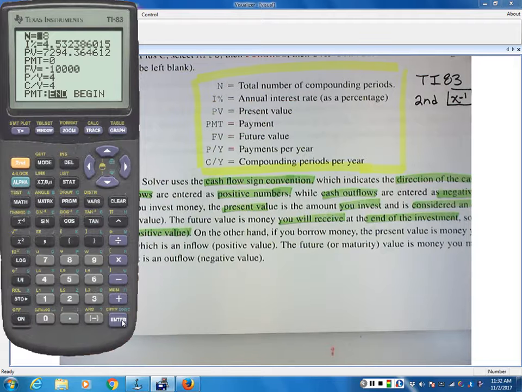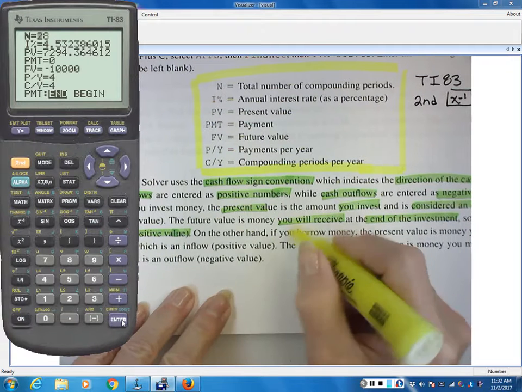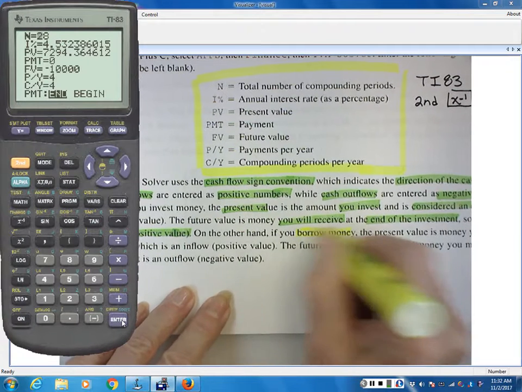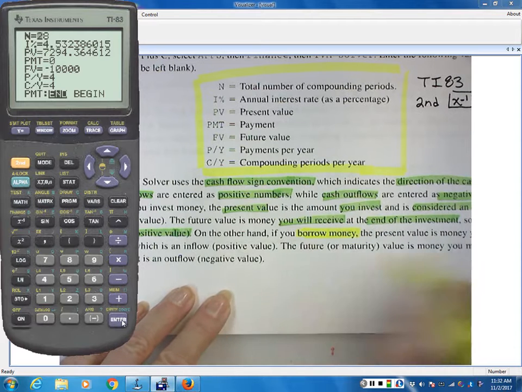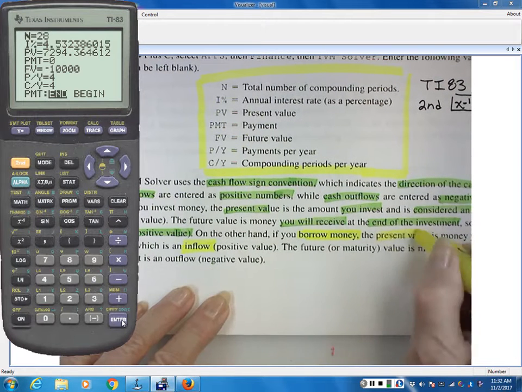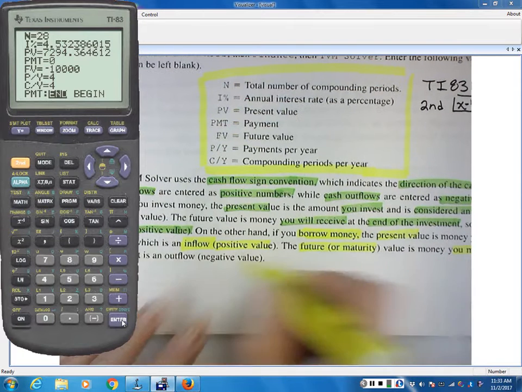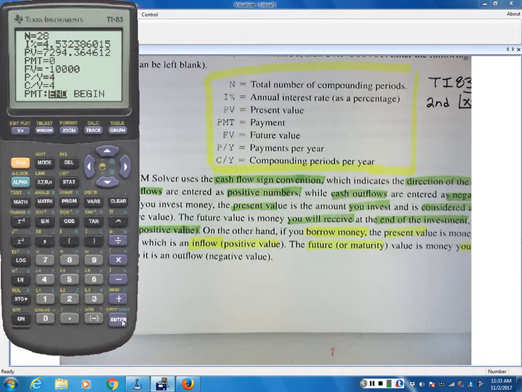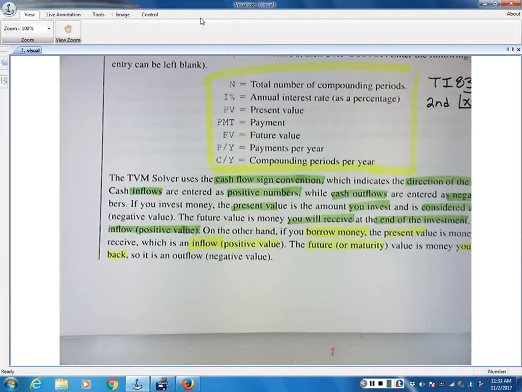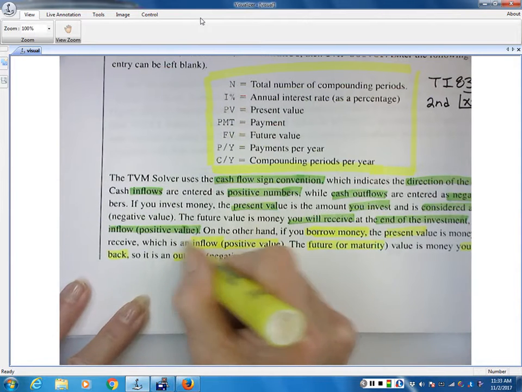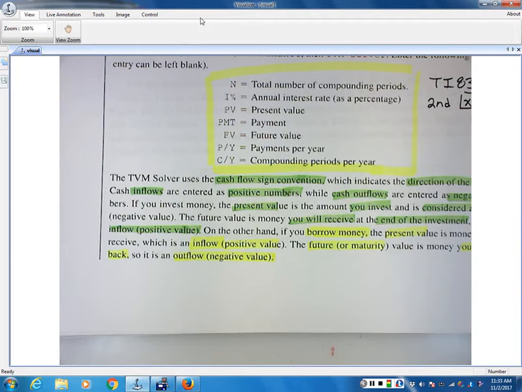Now the difference is if you're borrowing money, the present value is money you'll receive, so it's an inflow, and it's going to be positive. The future value is the money you pay back. So it's going to be considered an outflow and therefore a negative value. So the first thing you need to notice in the problem is: is this an investment or is this a loan? Because it's going to make a difference on your signs.